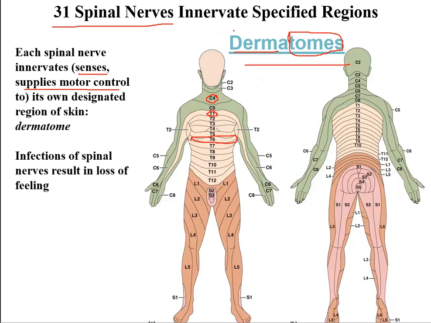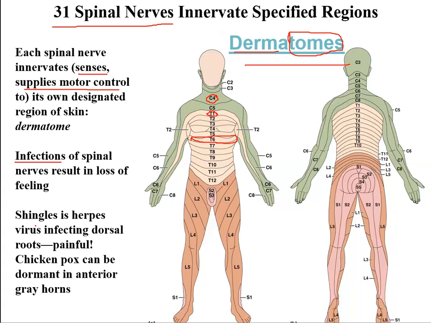And so the reason why this is so important, right, these dermatomes, this mapping of all of the spinal nerves and what they control, is that we can actually see or predict what spinal nerves are damaged, what spinal nerves are infected, for example, by looking at what different dermatomes are experiencing.